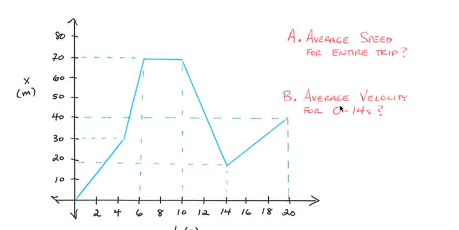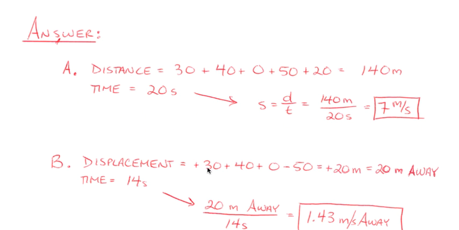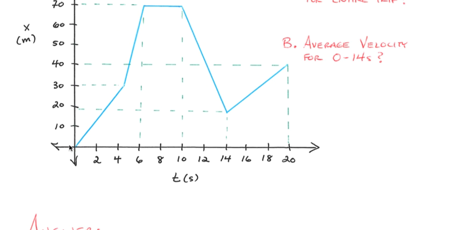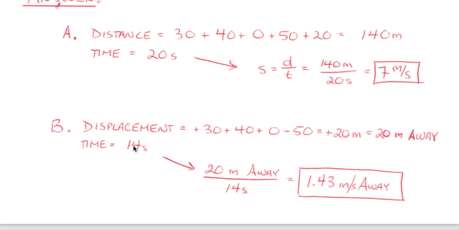If I want to find the average velocity from 0 to 14, similar process. However, I only want the displacement. So in this case, my displacement was positive 30, followed by positive 40, 0, and negative 50. So if I find my total displacement, 30, 40, 0, negative 50, that's going to equal positive 20 meters or 20 meters away from where I started. I could have also simply looked at my starting and in this case my ending at 14 seconds time or location and know that I went from 0 to 20. I could also get positive 20 that way. In this case, we're only looking at 14 seconds of time. 20 meters away from where I started divided by 14 seconds gives me 1.43 meters per second away from where I started.